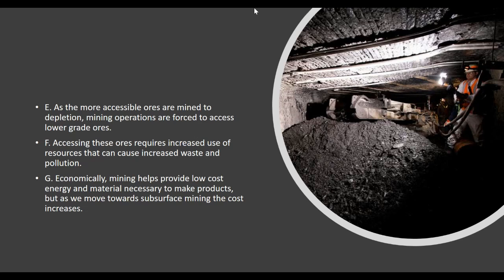As the more accessible ores are mined to depletion, mining operations are forced to access lower grade ores. Accessing those ores requires increased use of resources, which we know will increase waste as well as pollution. Economically, though, mining does help to provide low-cost energy, right? We know that we highly depend upon fossil fuels. We mine for those fossil fuels, things like coal, natural gas, and petroleum. These are all materials that are necessary to make the products that we know of today. But as we move more towards using subsurface mining rather than surface mining, the cost is going to continue to increase.